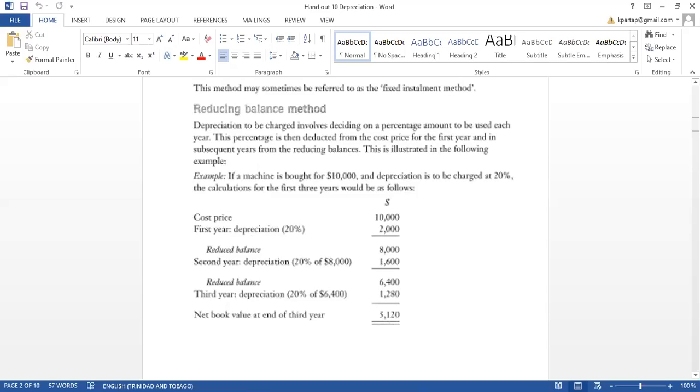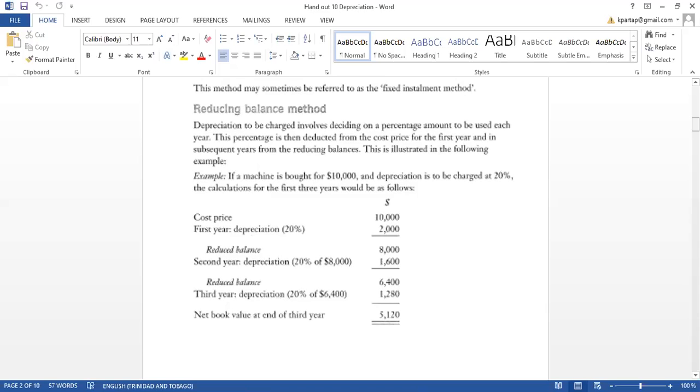So usually in questions, they will tell you a percentage, but they can tell you if they use the straight line method or the reducing balance method, meaning, do you need to reduce the balance every time to calculate back that percentage? Or if you're using straight line method, you use the percentage, but you use that for all 3 years.